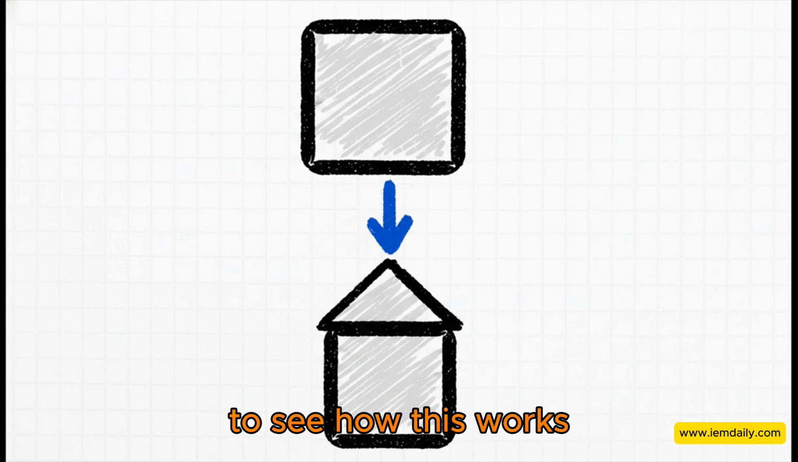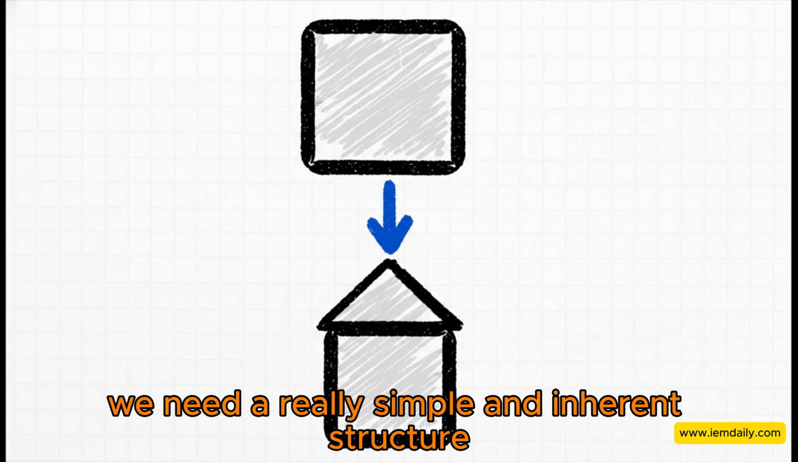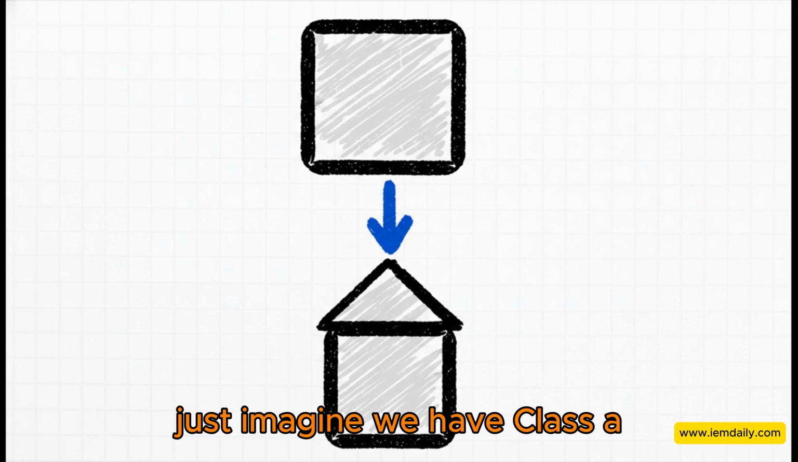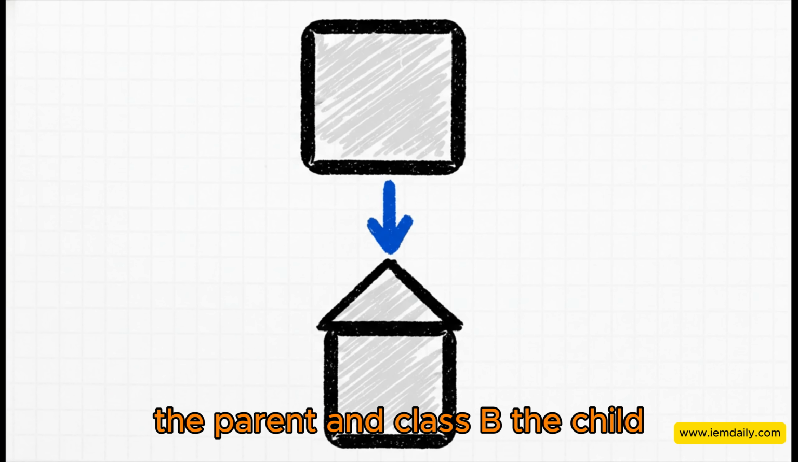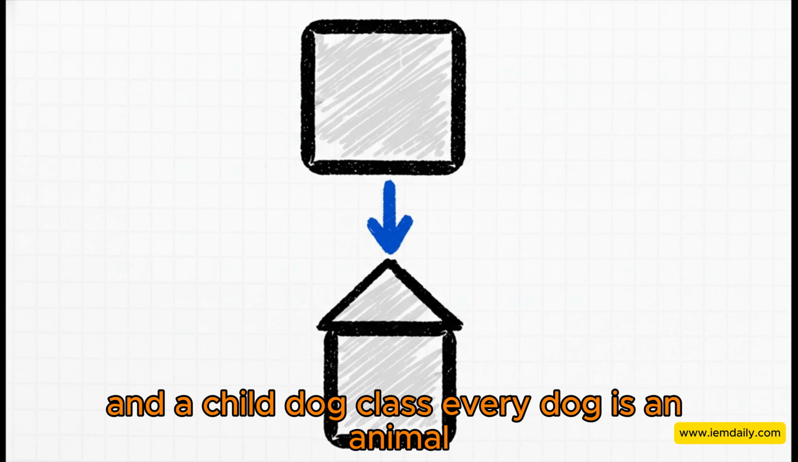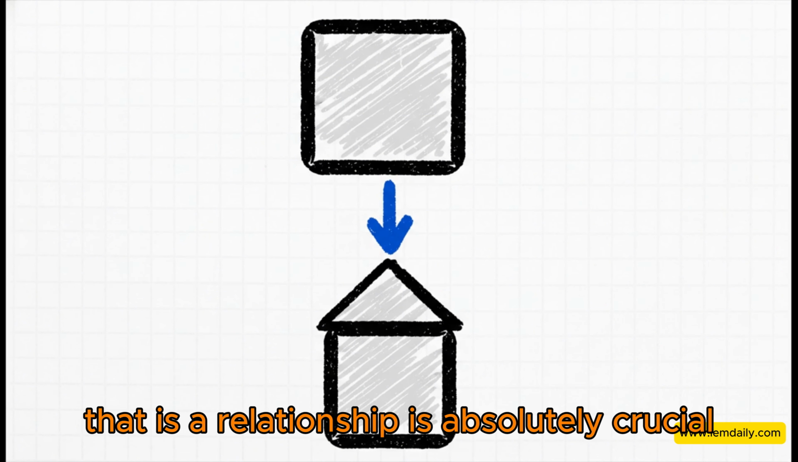To see how this works, we need a really simple inheritance structure. So for all our examples from here on out, just imagine we have class A, the parent, and class B, the child, which extends A. Think of it like a parent animal class and a child dog class. Every dog is an animal. That relationship is absolutely crucial.